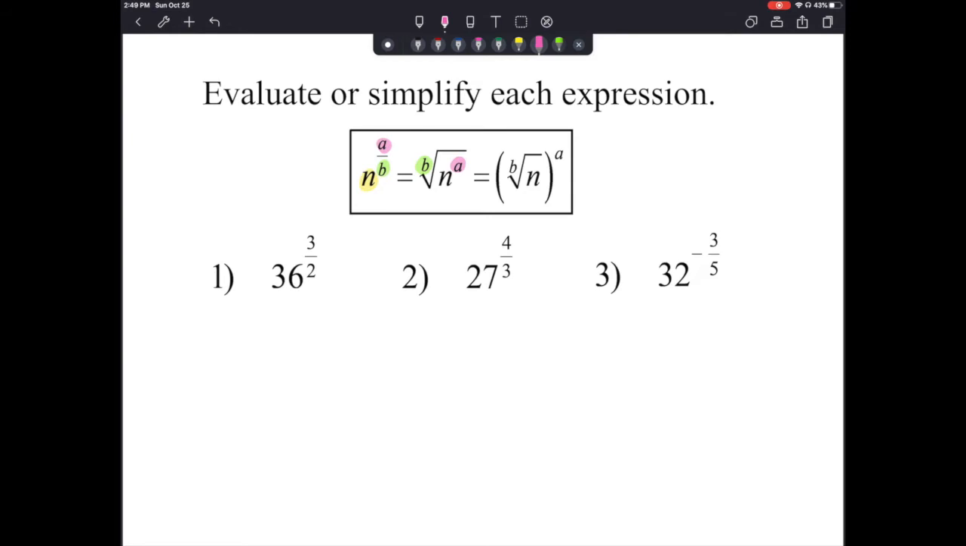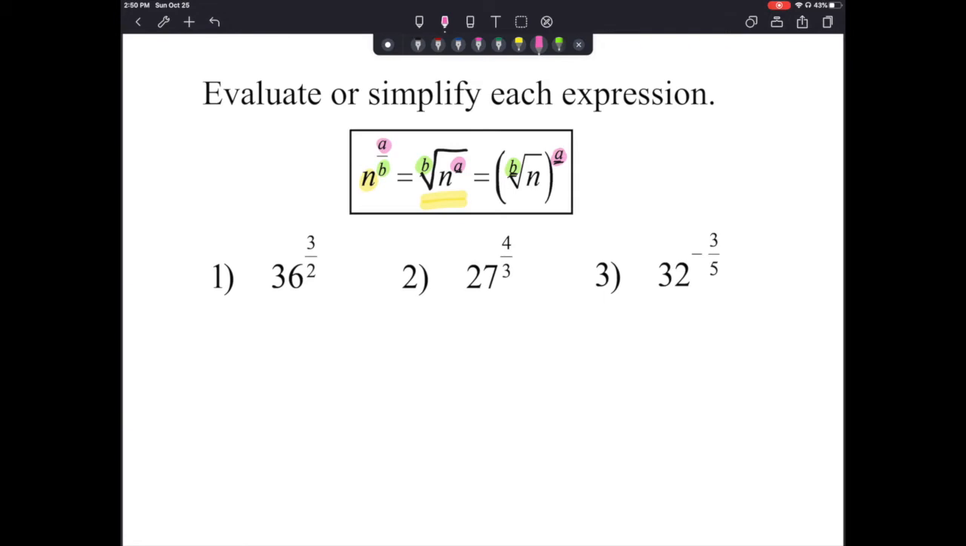You'll notice in this first example, if we were following the order of operations, we'd raise it to the power of a, and then we would take the root of b. But we could also do our root first, and then raise it to the power. You see that in the second one here. We're going to take the root of b of n, and then raise it to the power of a. That works the same way as the middle step.